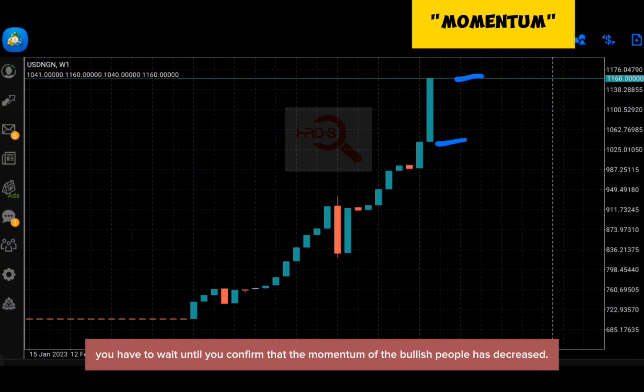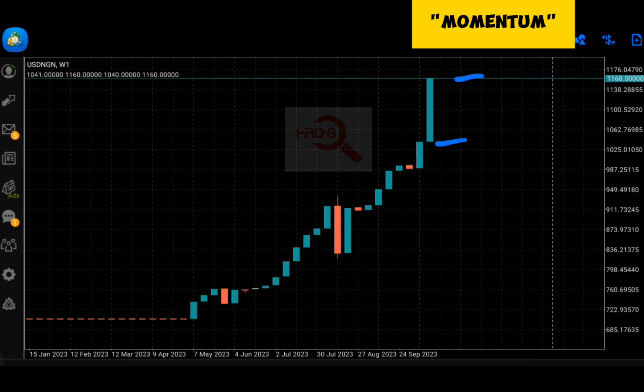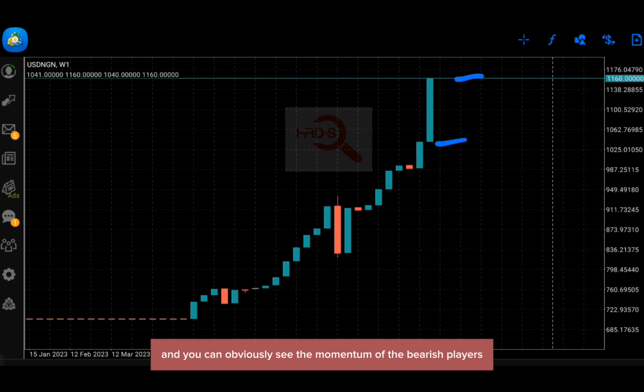Okay, you need to wait until you confirm that the momentum of the bullish people has decreased, and you can obviously see the momentum of the bearish players.